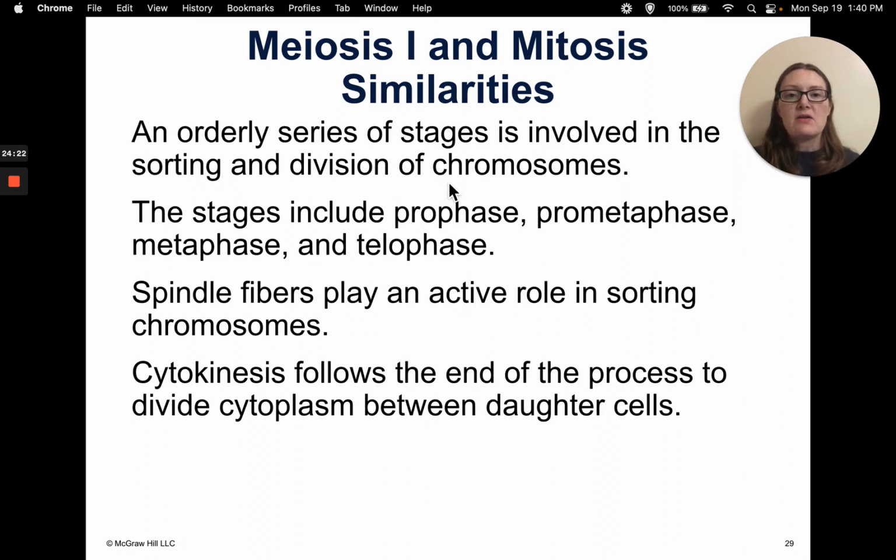Meiosis 1 and mitosis similarities. An orderly series of stages is involved. The stages include prophase, prometaphase, metaphase, and telophase. The spindle fibers play a role in sorting the chromosomes, and cytokinesis follows the end of the process to divide the cytoplasm between the daughter cells.